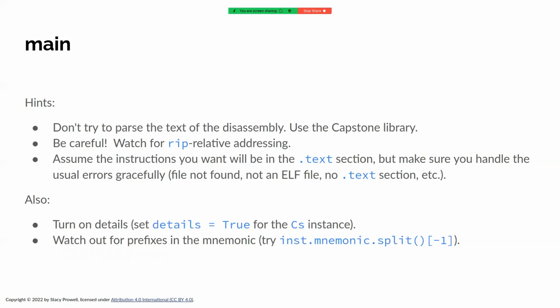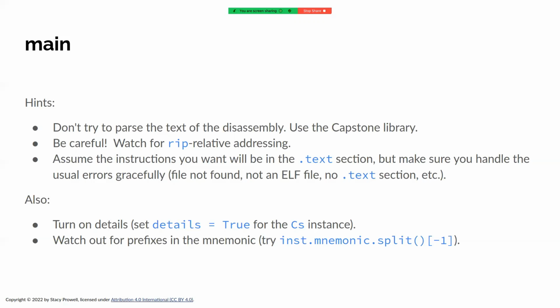Some of you asked about finding the operands, and to get that, you need to turn on details. I sent out an email about that. That was actually in the online documentation for Capstone, but just set details to true, and then you'll have an operand array. Watch for prefixes in the mnemonic.